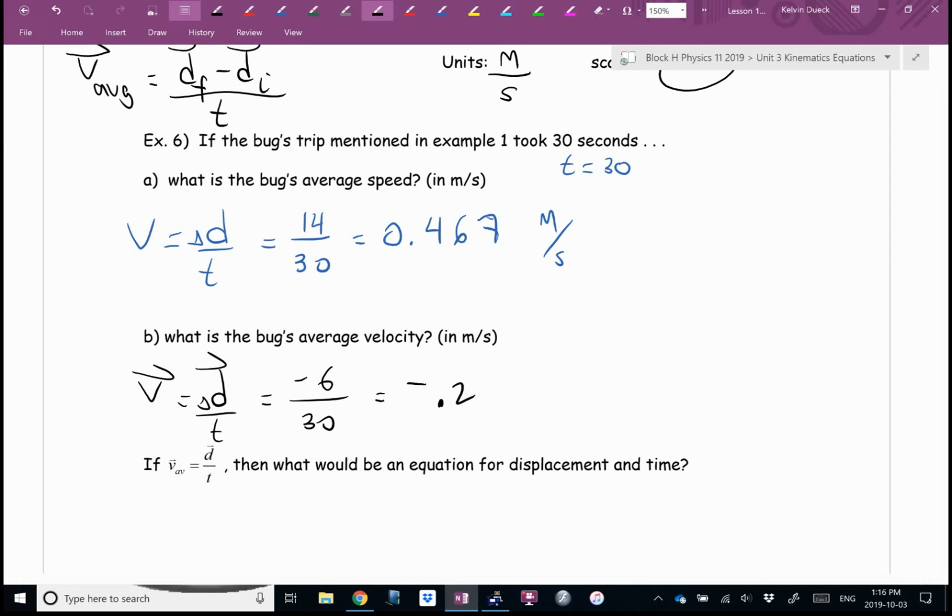What is the negative telling me? It's telling me that on average, this bug was traveling backwards for longer than it was traveling forwards. Well, of course it was, because it ended up behind from where it started. It must have been traveling backwards for longer than it was traveling forwards. Its average velocity was negative 0.2 meters per second.